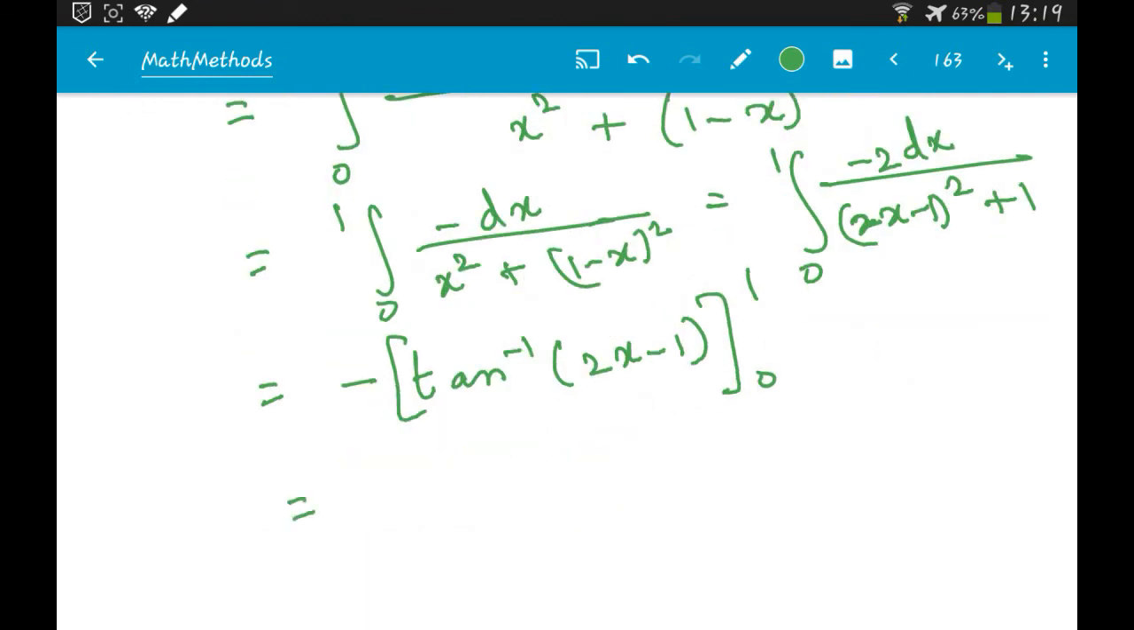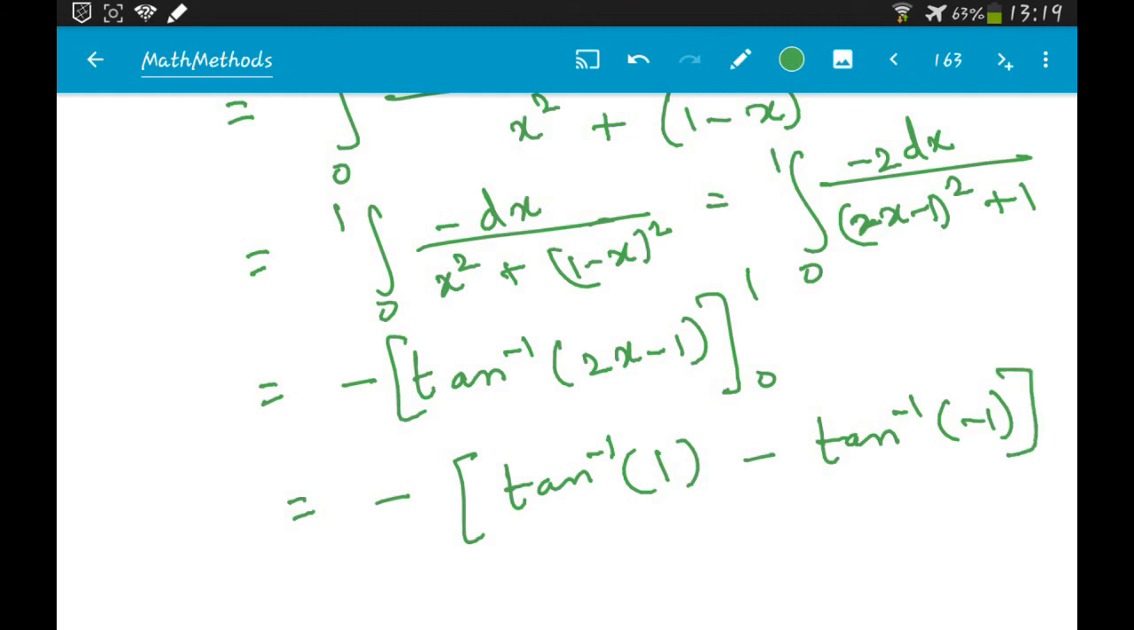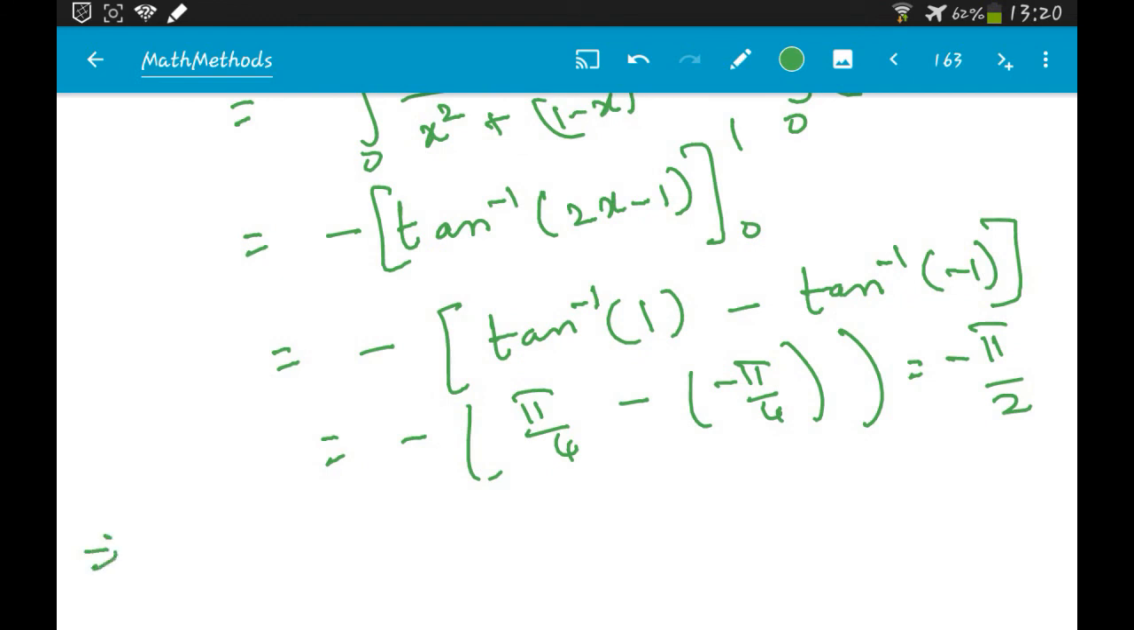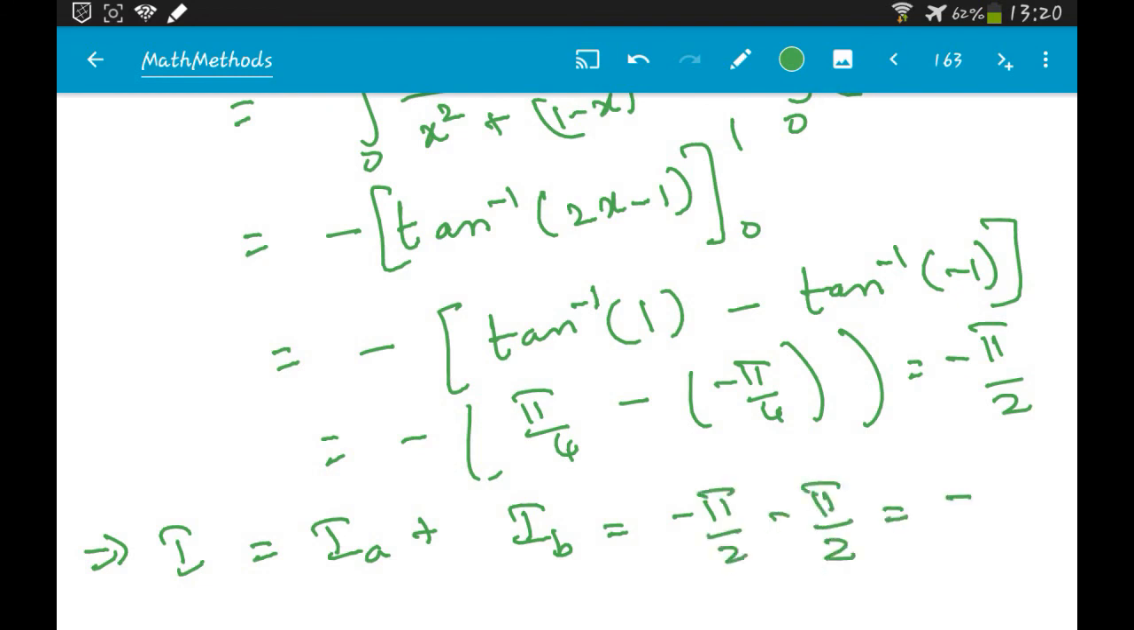So this will again give you minus of tan inverse of 1 minus tan inverse of minus 1. So you will get minus of pi by 4 minus pi by 4, which is minus pi by 2. Okay. So finally your I is going to be IA plus IB, which is minus pi by 2 minus pi by 2, which is minus pi.